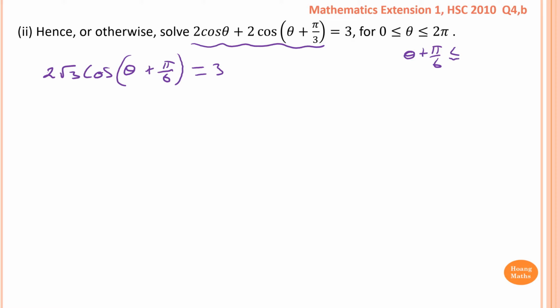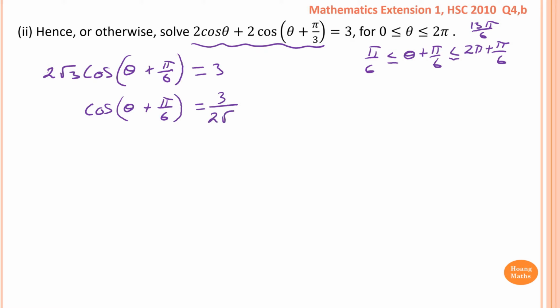So this is 2 pi plus pi over 6 as well. Just add a little bit. So pi over 6 is equal to 13 pi over 6 if you like. And this is pi over 6. So now I divide both sides by 2 root 3. So cos of (theta plus pi over 6) is equal to 3 over 2 root 3.